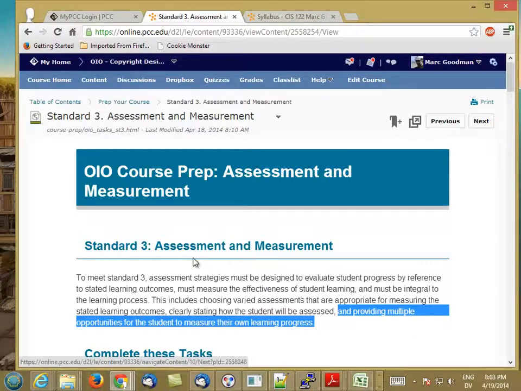A formative assessment is an assessment that you can use basically as a diagnostic to figure out how well the student is mastering the learning outcomes along the way. So you can have an assessment early on in your course that tests the basic knowledge that the student should have mastered at a particular point before you build on that knowledge and ask the student to do more advanced work.